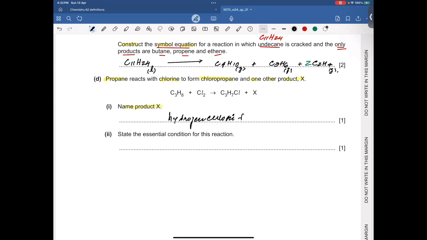Examiner is looking for the name. So it's hydrogen chloride. Do not write hydrochloric acid, because when hydrogen chloride is placed in water, then it becomes an acid. And since there is no water here, it has to be hydrogen chloride. Okay. State the essential conditions. Essential conditions, the most prominent ones. Whenever chlorine is used, obviously, ultraviolet light.